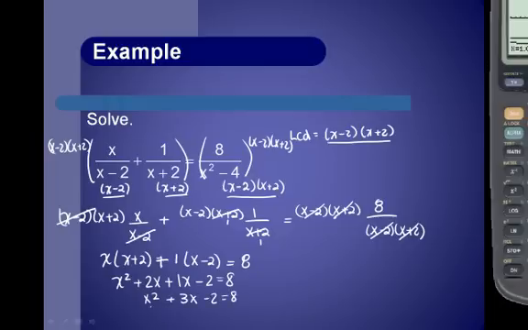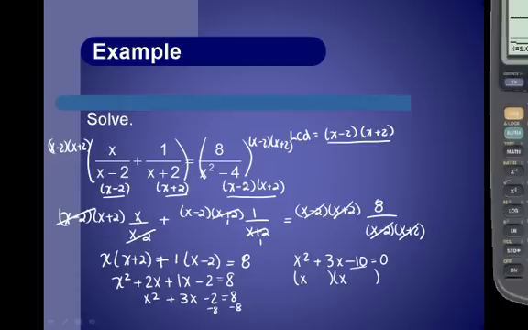Now because this is quadratic, we're going to set it equal to 0, so we're going to subtract 8 from both sides, and we get x squared plus 3x minus 10 equals 0. Well, to solve a quadratic, we can factor it. So we'll do x and x.